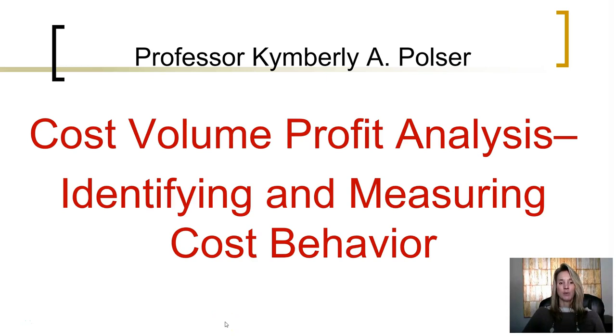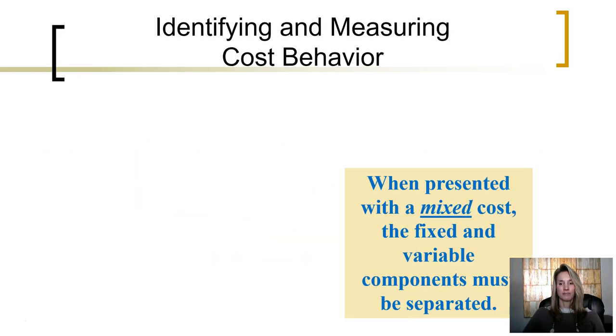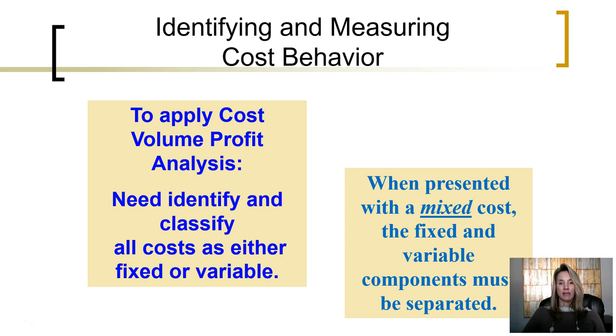In this segment, we will look at the identification and measurement of cost behavior. When we are applying cost volume profit analysis, we're rearranging all of the company's costs. Instead of by the product or period type of cost, we're identifying as either variable or fixed. When we are presented with a cost that is mixed, the fixed and variable components must be separated in order to classify all costs as variable and fixed.